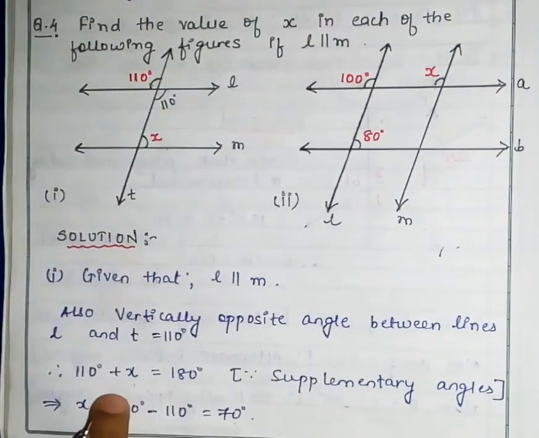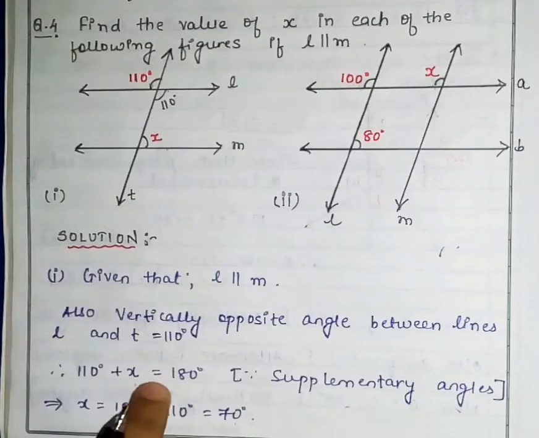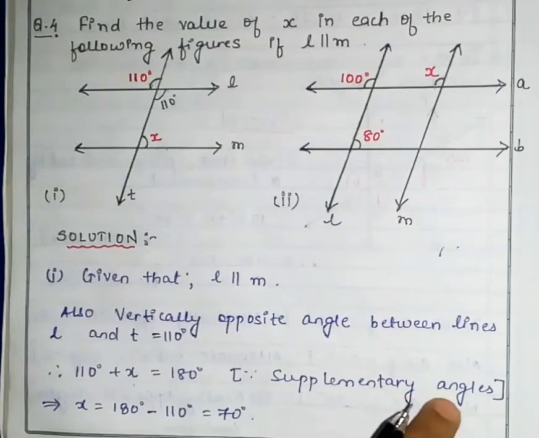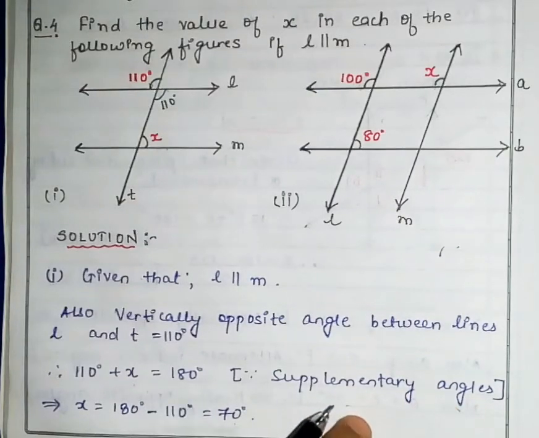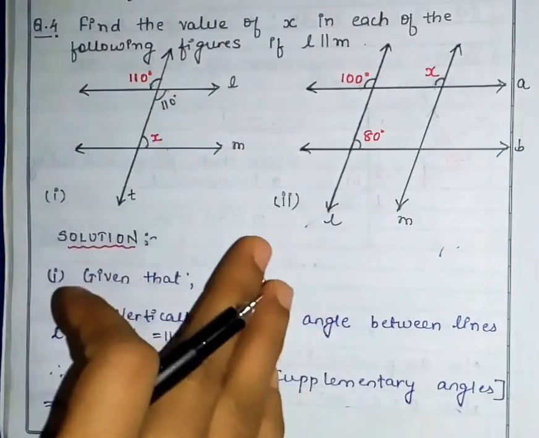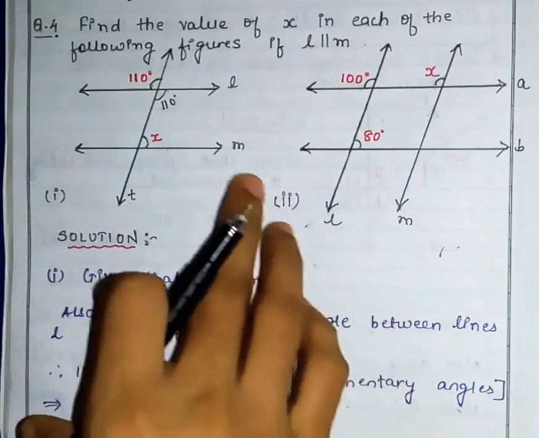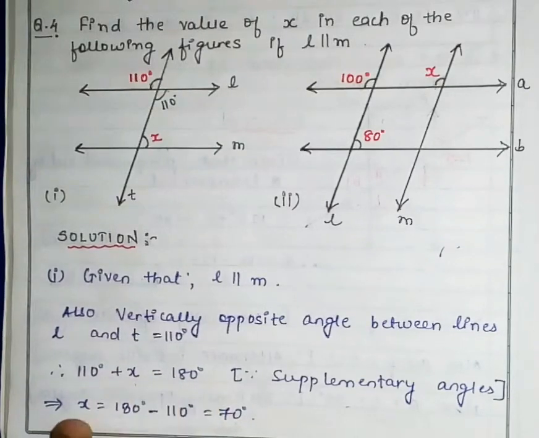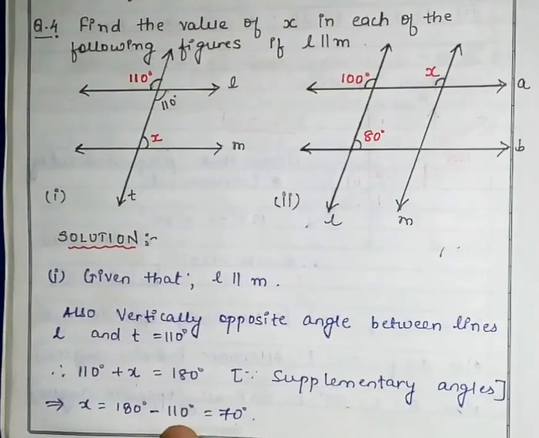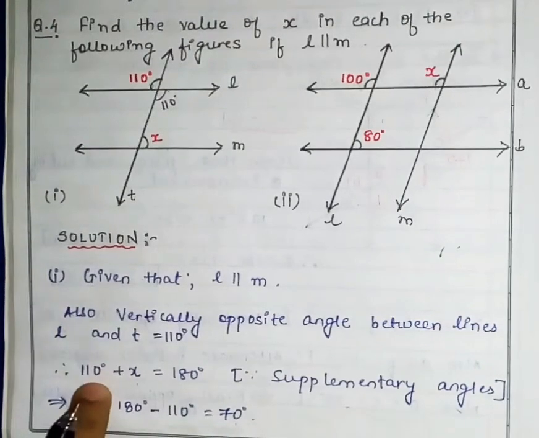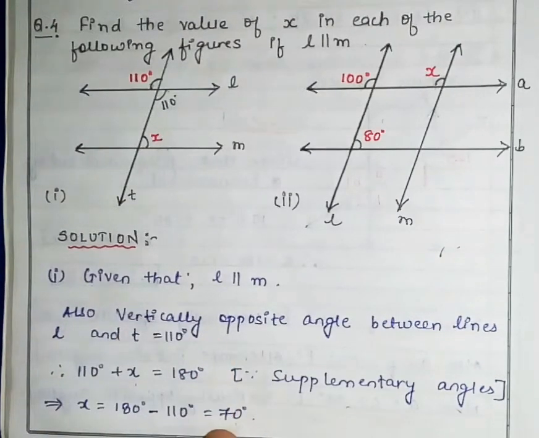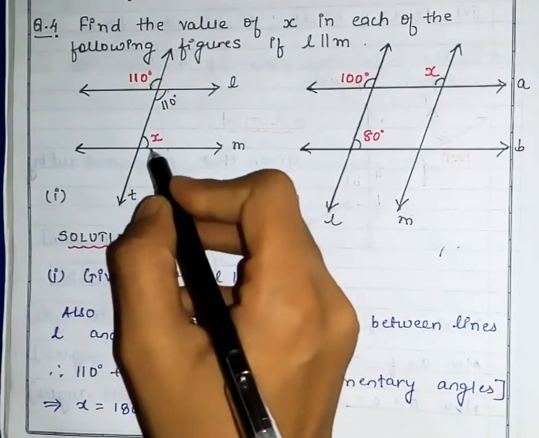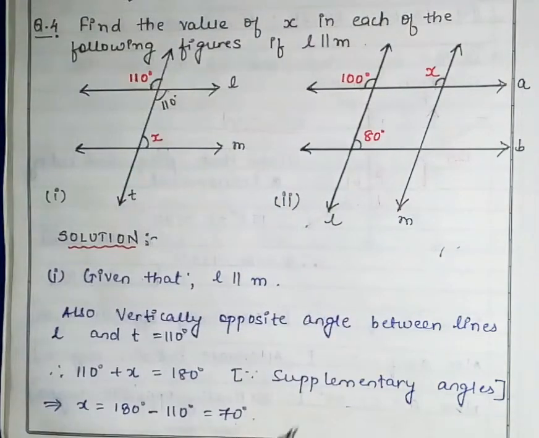So we will write that 110 plus x equals 180 degrees. The reason is they are supplementary angles, or you can also write the property that angles lying on the same side of the transversal are always supplementary. So 110 degrees plus x equals 180. Now if you solve this, x equals 180 minus 110. We transpose the 110 to that side, so the answer will be 70 degrees. This angle x is equal to 70 degrees.